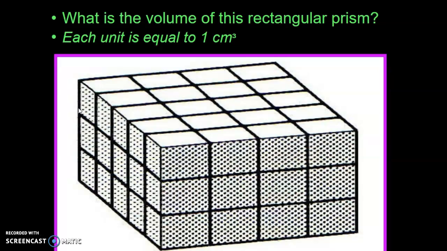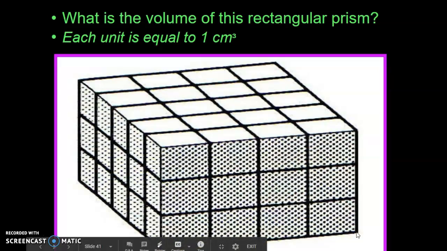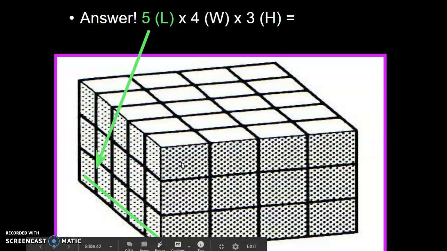This one doesn't give us any numbers on it, but we do have a hint that each unit is equal to 1 centimeter cubed. So from here to here is 1 centimeter, from here to here is 1 centimeter, and so on. Same thing here. If I was going to be looking at the length, I would be counting this way: 1, 2, 3, 4, 5 for my length, 1, 2, 3, 4 for my width, and then my height would be 1, 2, 3.